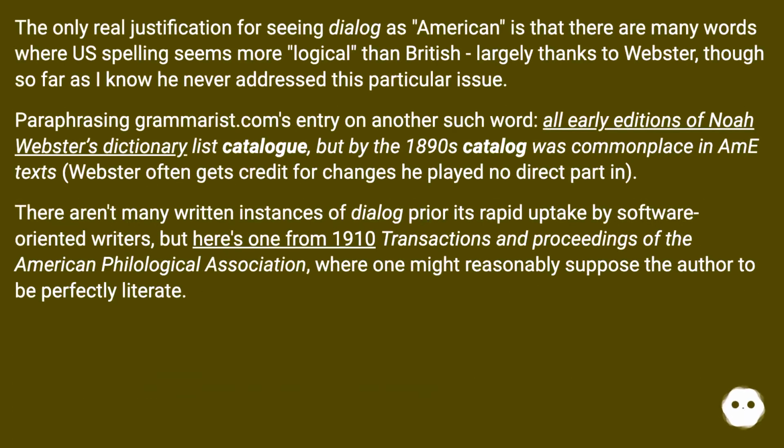The only real justification for seeing dialog as American is that there are many words where an American spelling seems more logical than the British, largely thanks to Webster, though so far as I know he never addressed this particular issue. Paraphrasing Grammarist.com's entry on another such word, all early editions of Noah Webster's dictionary list catalogue, but by the 1890s catalog was commonplace in AmE texts. Webster often gets credit for changes he played no direct part in. There aren't many written instances of dialog prior to its rapid uptake by software-oriented writers, but here's one from 1910 Transactions and Proceedings of the American Philological Association, where one might reasonably suppose the author to be perfectly literate.